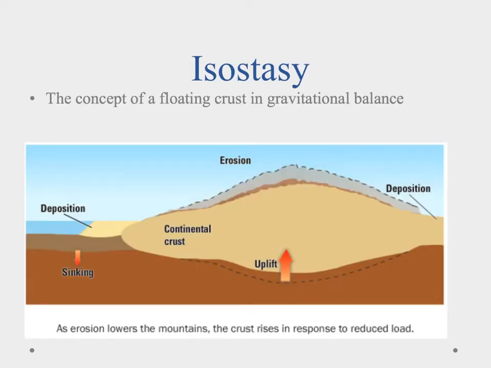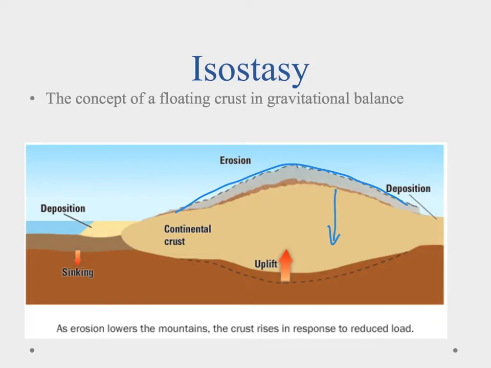Okay, the last concept they're going to cover in this unit is isostasy. And isostasy is this concept of a floating crust and gravitational balance. If we look at our picture here, we'll notice that originally we had this tall mountain. And as we have this tall mountain, it's going to have more crustal material. It's actually going to force its way down. It's going to be heavier. It's going to cause it to sink a little bit more into the asthenosphere.